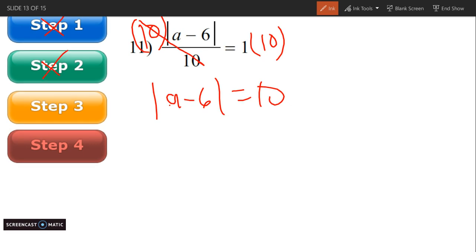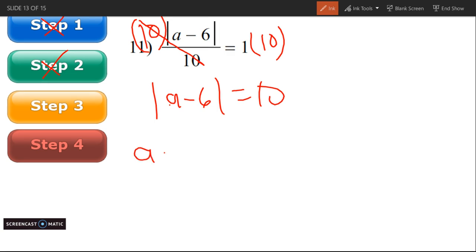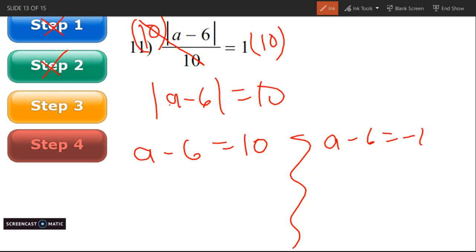Step 3, two equations. Cannot set up two equations until absolute value is by itself. Most common mistake I'm seeing on homework, as I finally get up to date on those, is trying to set it equal to +1 and -1. You cannot set up two equations until you've completed steps 1 and 2.